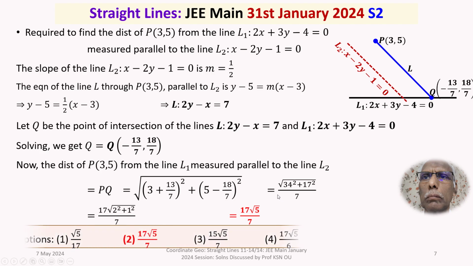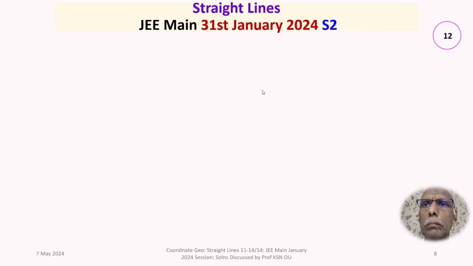Let's look at our options. Our answer 17 root 5 by 7 appears against option 2. Therefore, the answer to this question is option 2. That is the detailed discussion of the solution of this problem. I am sure that you have understood the solution of this problem. Now let's get into the next question.